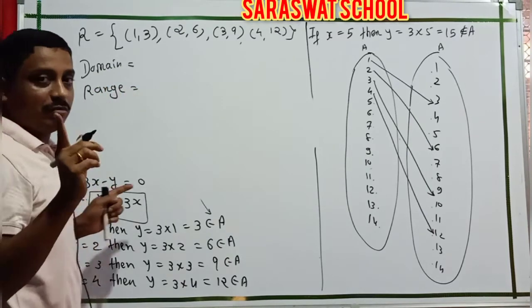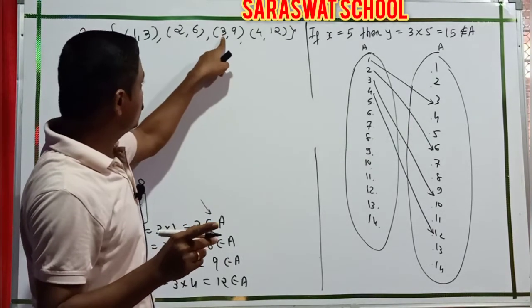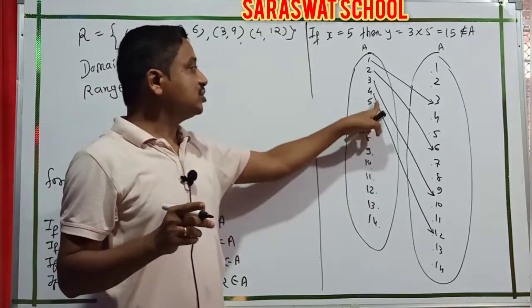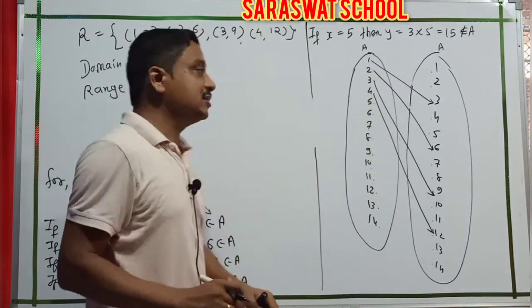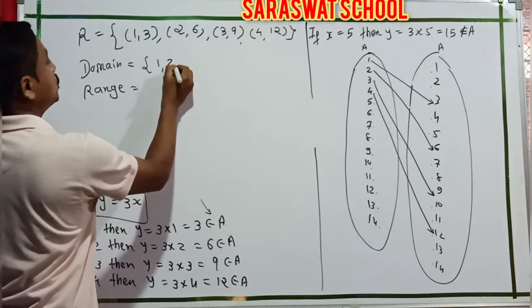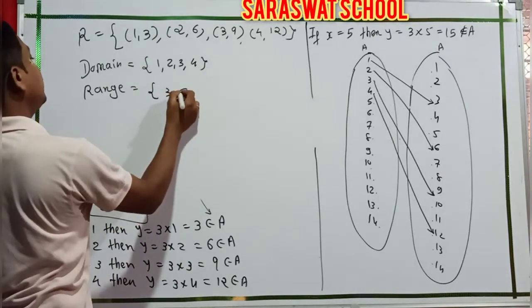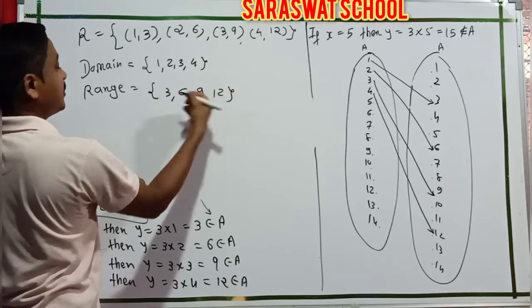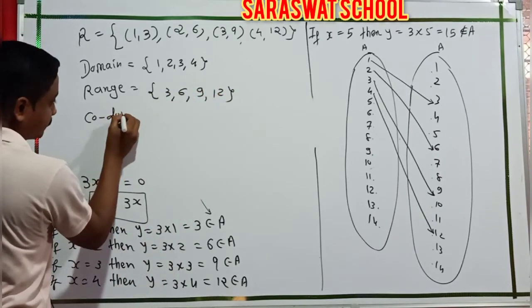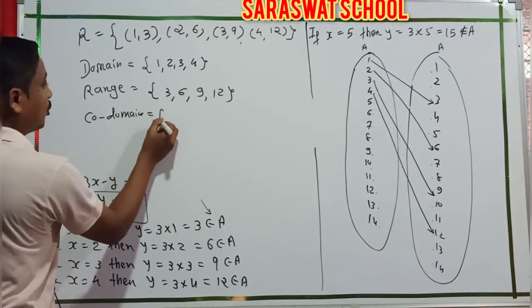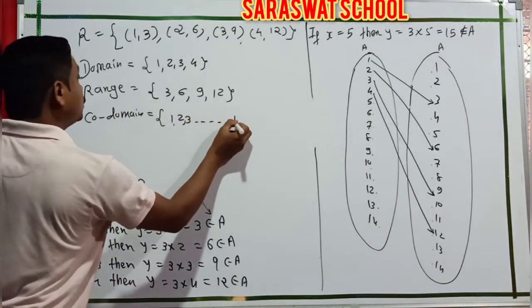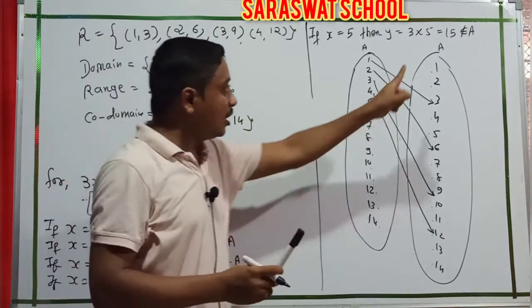Students, domain means the first values, 1, 2, 3, 4, which you are using to make the relation. So the answer is 1, 2, 3, 4. What is the range? The second values, 3, 6, 9 and 12. And if you ask about the codomain, then write down 1, 2, 14. These are all our codomain.